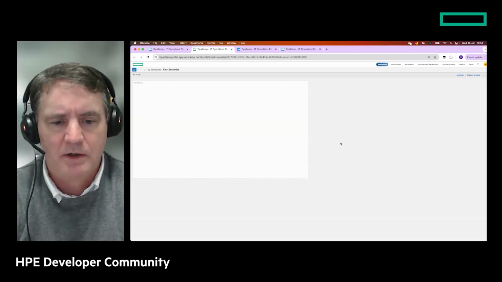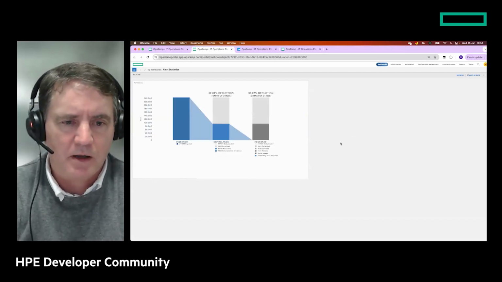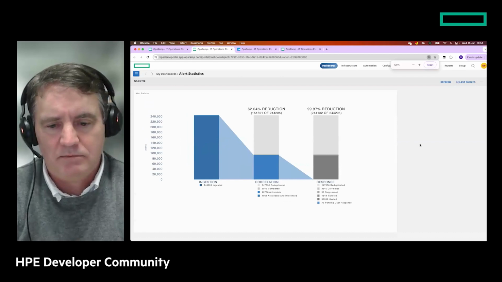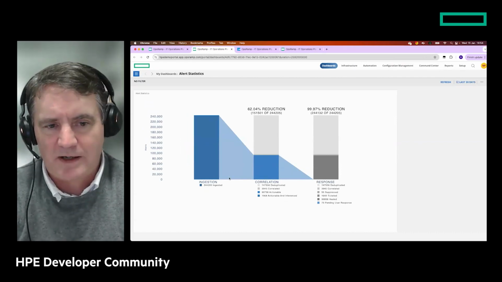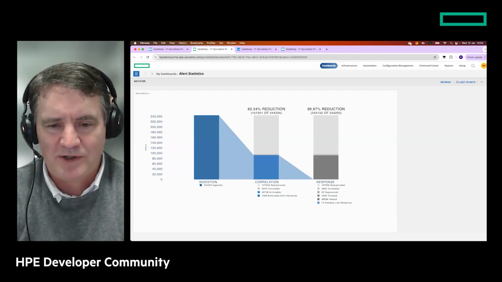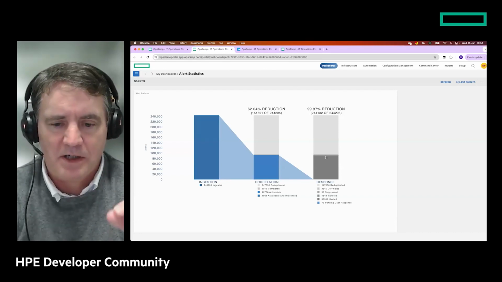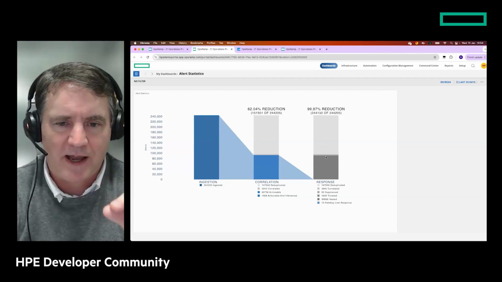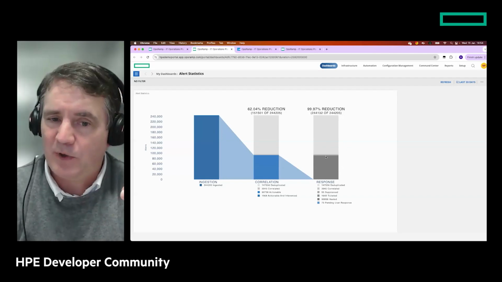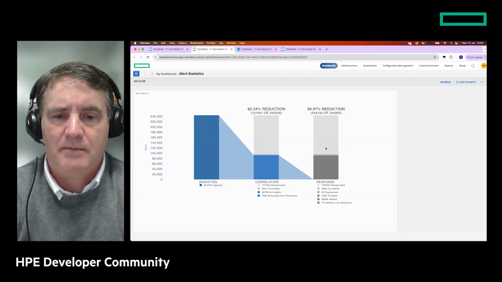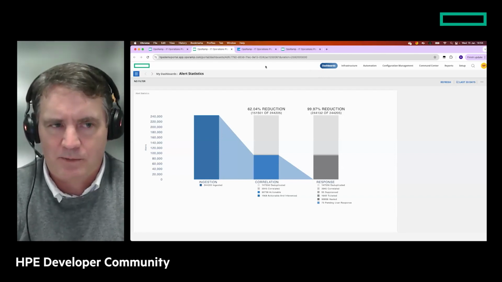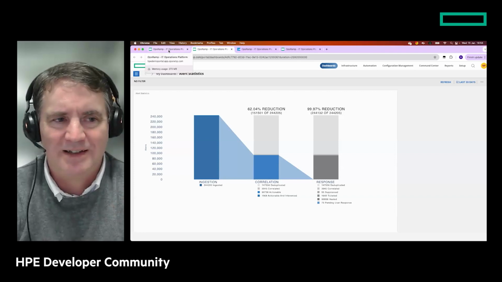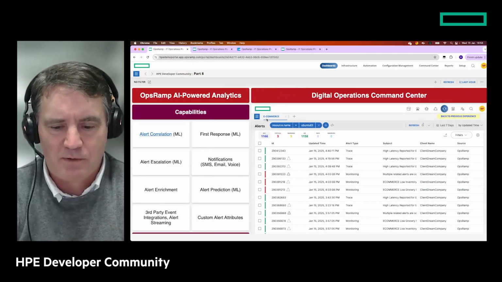So this is what I was showing earlier on. Here you can see, over the last 30 days, there's been over 24,000 alerts. We've been able to reduce that down by 99% to give a small set of actionable alerts that then, if we can apply automation, this is what we refer to as autonomous IT operations. So we're just letting the system run by itself.